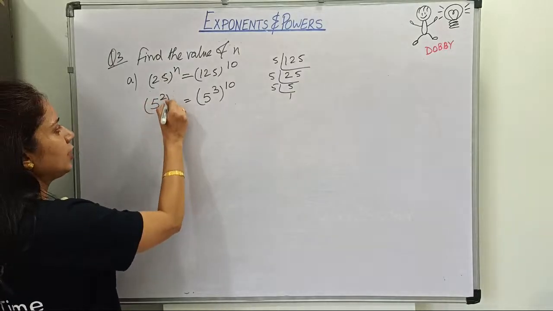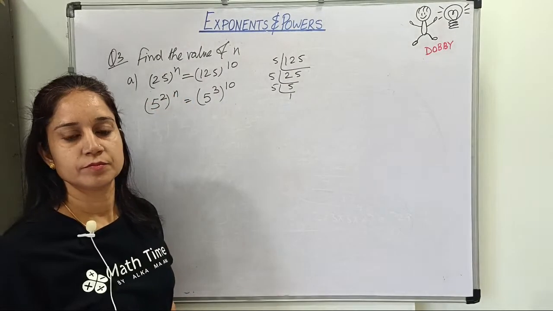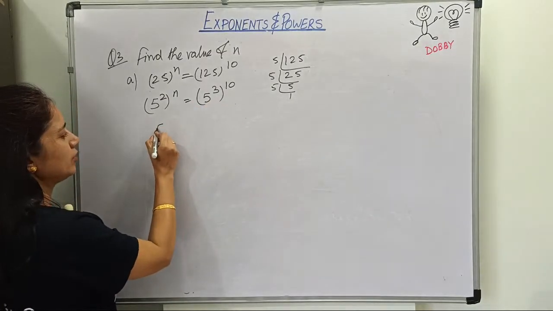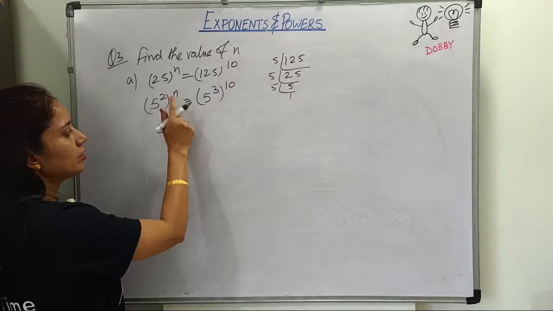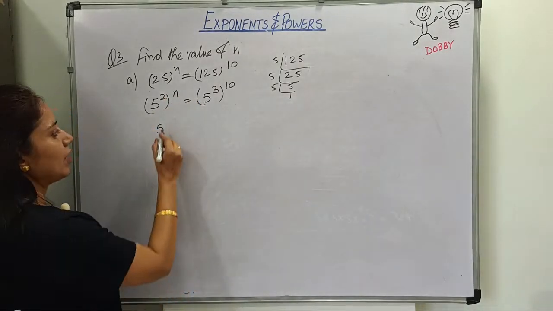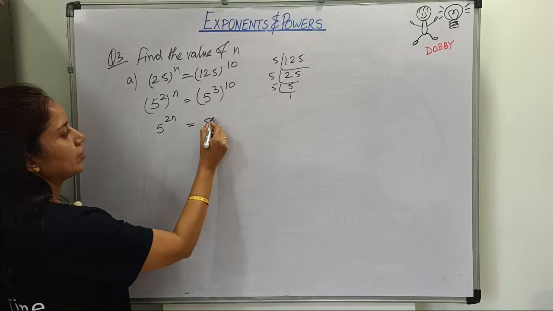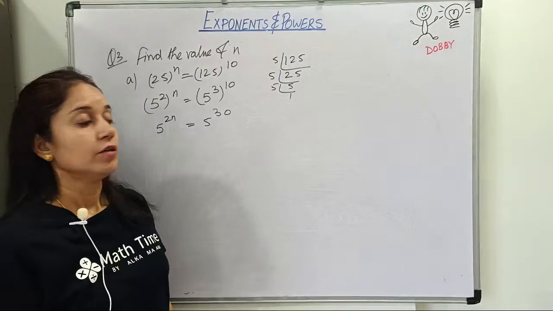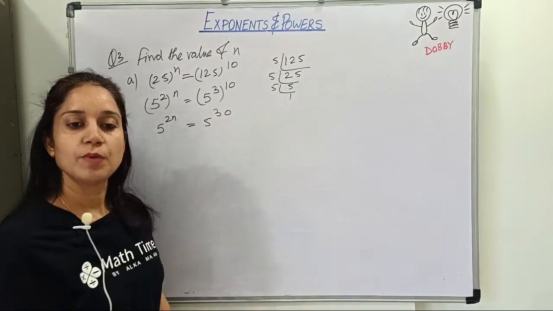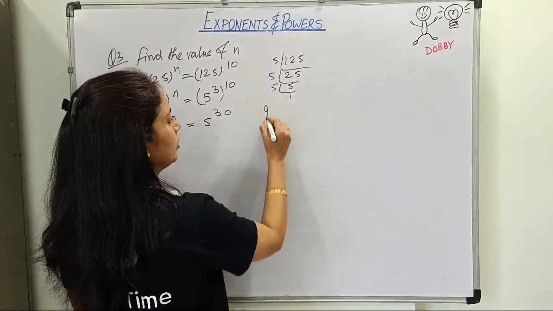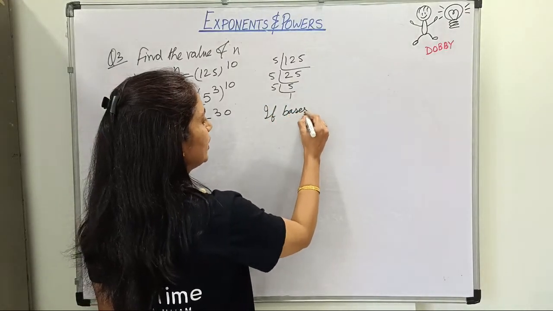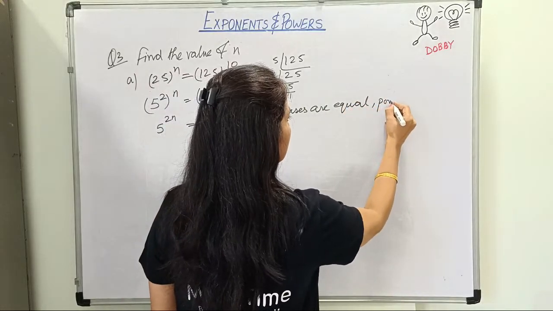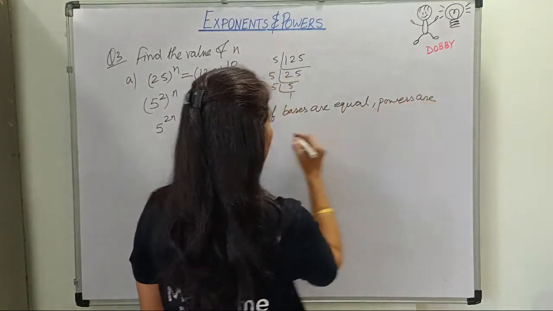And the outside power is n. Now both the bases are 5, 5. Let us solve it further. One base with two powers, we multiply them. 5 raised to the power 2n equals 5 raised to the power 3 tens are 30. When bases are the same, powers are also equal. So write down: if bases are equal, powers are also equal.